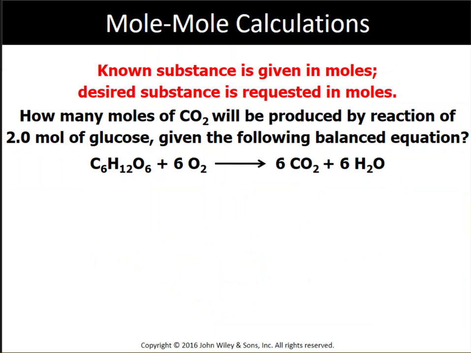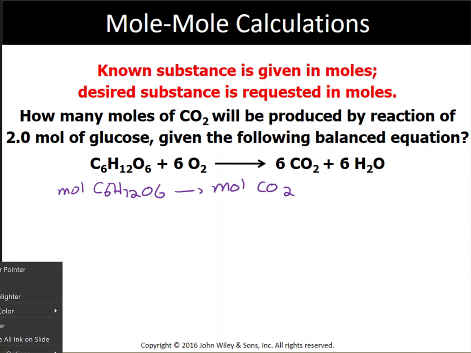So you're looking at a combustion reaction here, and you want to know how many moles of carbon dioxide will be produced by the reaction of 2 moles of glucose. So the combustion reaction of glucose is given to you. If you have 2 moles of glucose, which is C6H12O6, you want to find the moles of carbon dioxide.